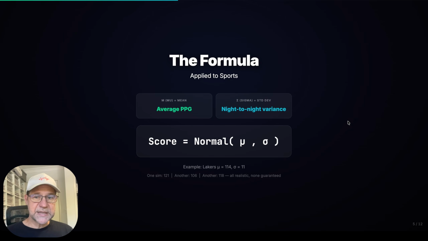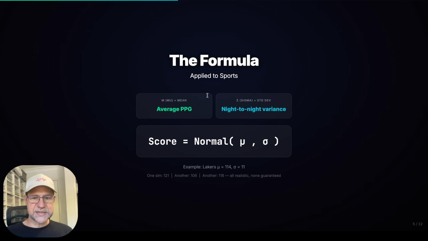So in sports, we basically do the same thing. Instead of flipping a coin or rolling a dice, we simulate a team's score. And you start off by doing this in a very basic way. So first of all, we need two numbers. The first is the average points per game, otherwise known as the mu or the mean, right? And that just means that's the team's average scoring level. In this example, it's their average points per game, okay?